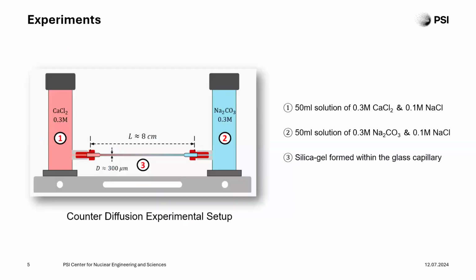So let's go to our first component, which is the counter diffusion experiment. This experimental setup consists of a 300 micrometer wide capillary, filled with silica gel as porous media and connected on opposite sides by two reservoirs. One contains calcium chloride and the other contains sodium carbonate. Silica gel was chosen as porous media because of its optical transparency, which allowed continuous monitoring.